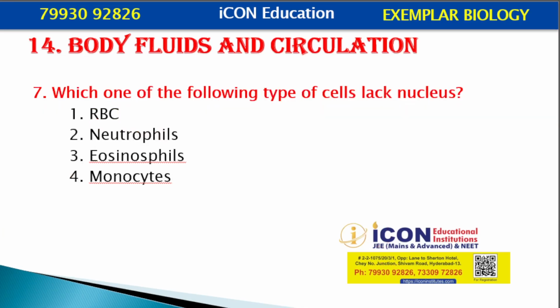Next, which one of the following types of cell lacks a nucleus? RBC, neutrophil, eosinophil, monocyte. So our answer is RBC. The RBC is enucleated, without nucleus.